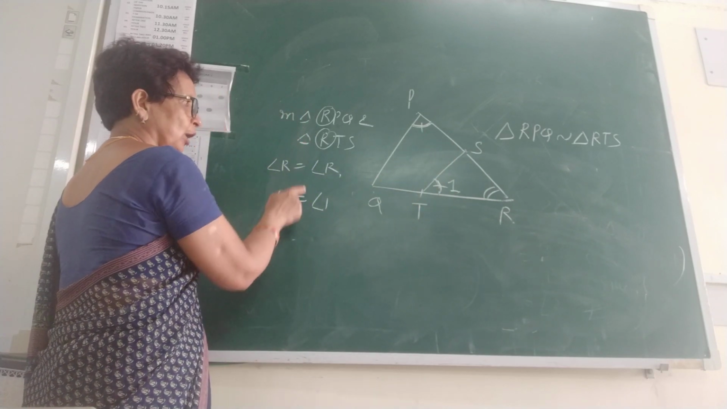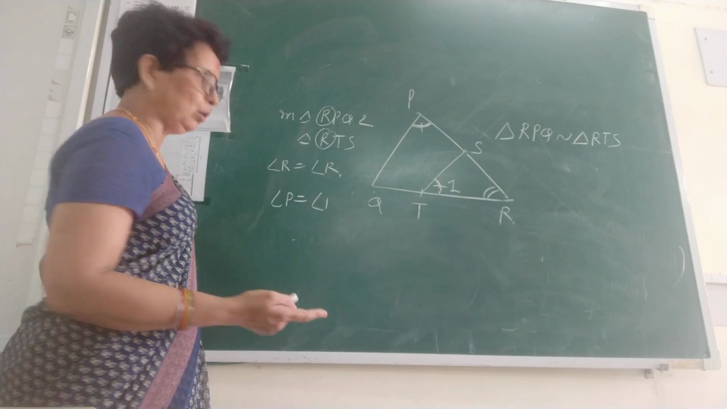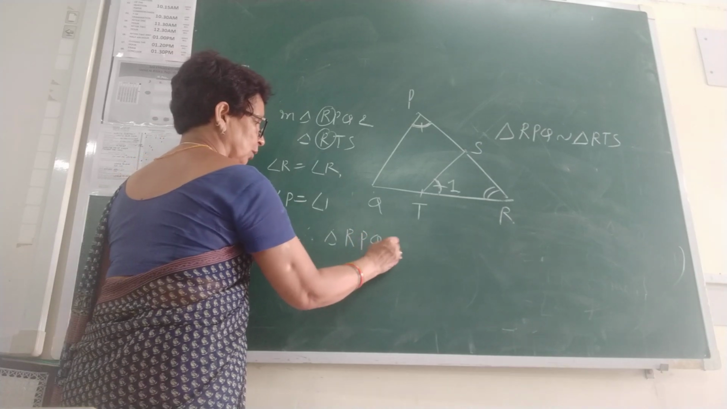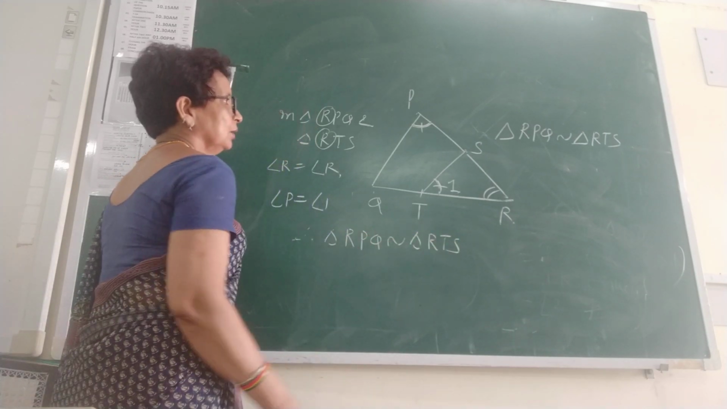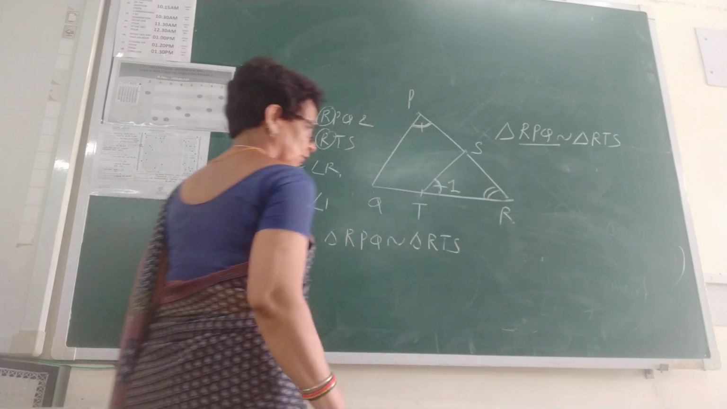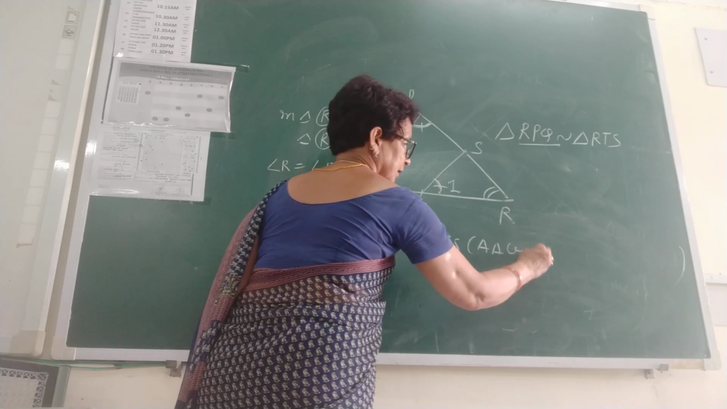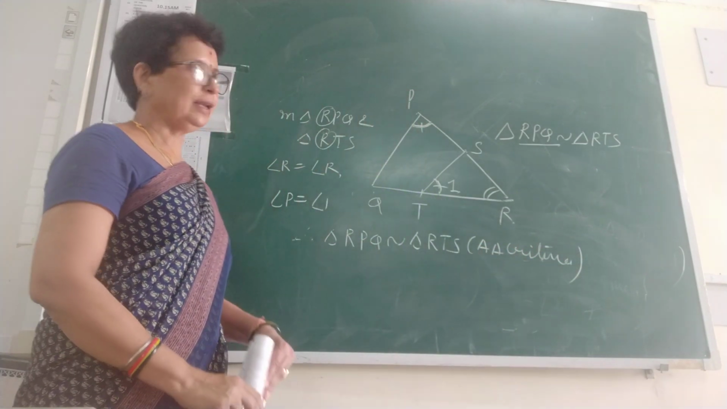Two angles are equal in the two triangles. Therefore, we use the double A criteria. Therefore, triangle RPQ is similar to triangle RTS. This was only to prove, but how are they similar? By double A criteria. Got it? Very easy.